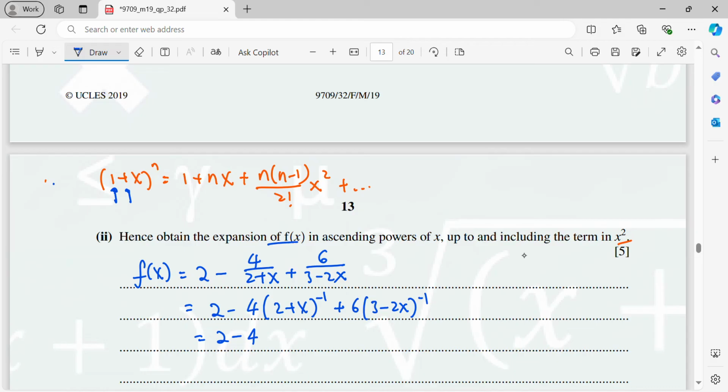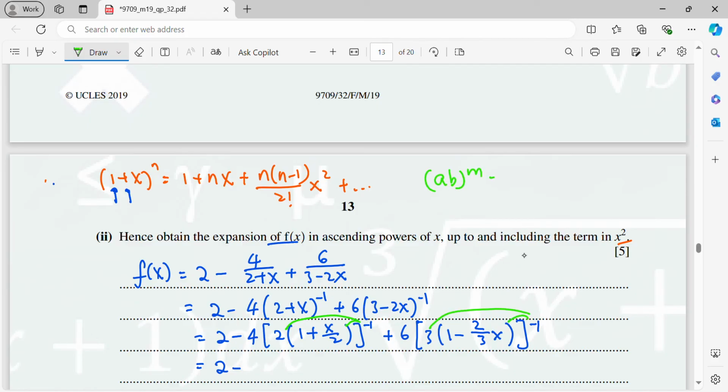Alright, so here, since you are given 2, therefore I will factorize the 2. You will be getting 1 plus x over 2, to the power minus 1. And plus 6, the 3 will be taken out. You will get 1 minus 2 over 3 x, to the power of minus 1. Then this is going to be 2 minus. Now, this power negative 1, you have to move in. Okay, so bring it in because we have a formula (AB) to the power m, that is A to the power m, B to the power m. So then you will be getting 4 times 2 to the power negative 1, that is half. After that, followed by the expansion using this formula.